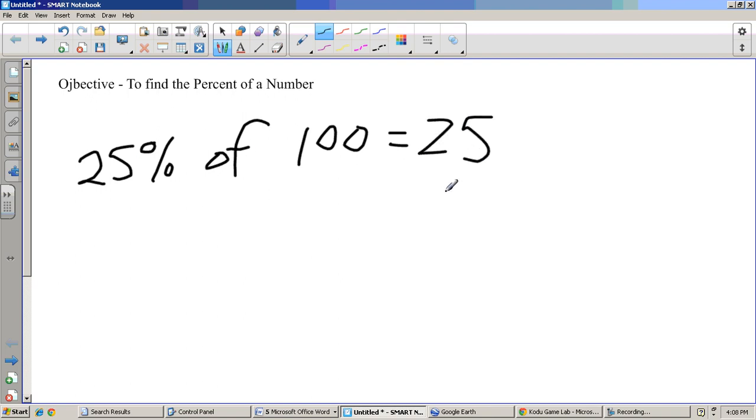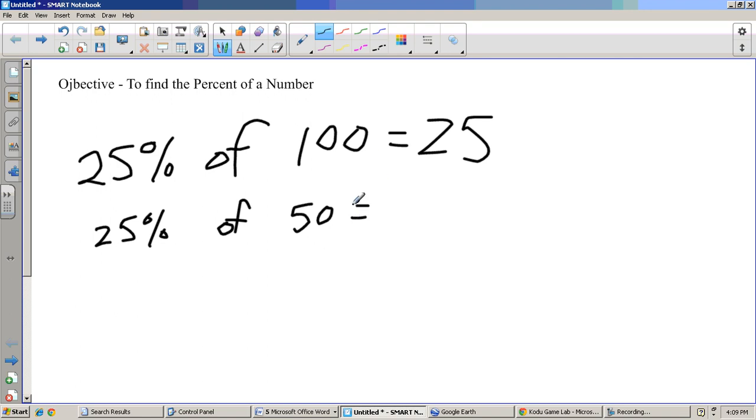But what happens when it becomes a little bit more difficult? What happens when I want to find 25% of 50? That's a little bit trickier. So these are the steps we have to take.